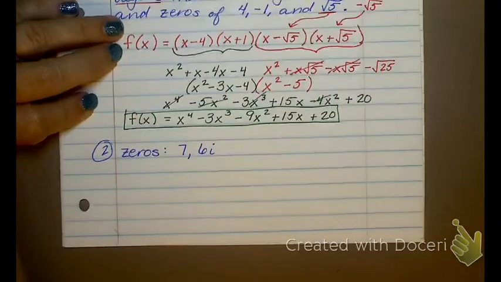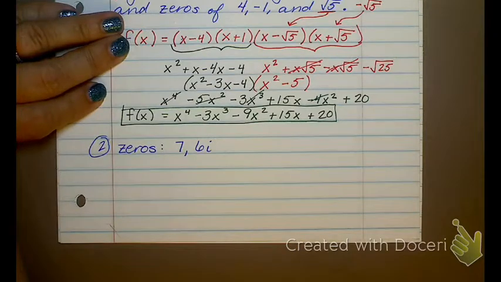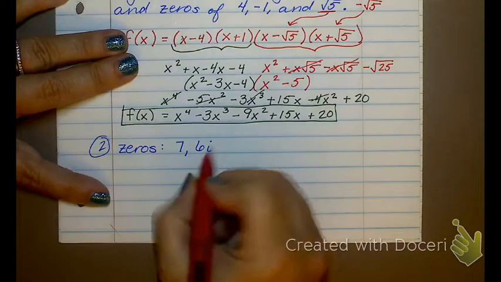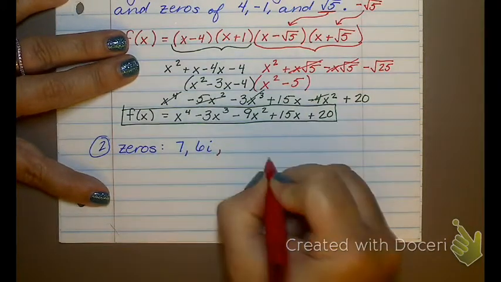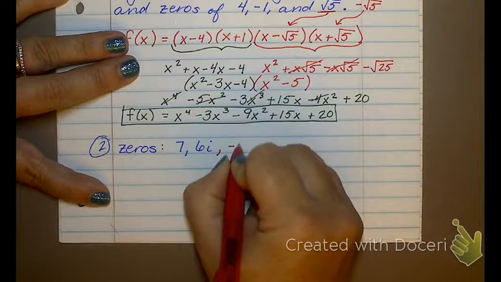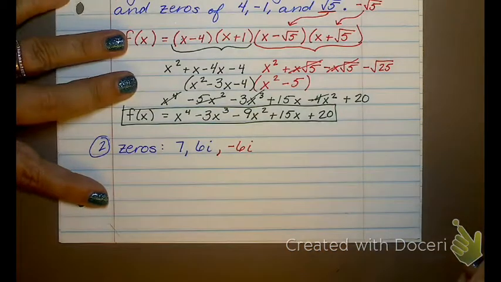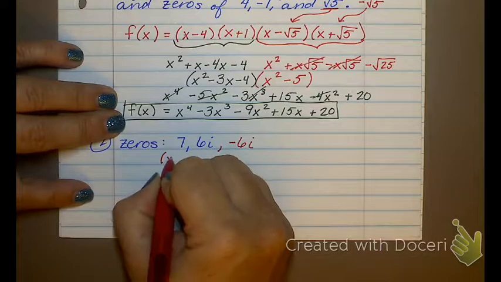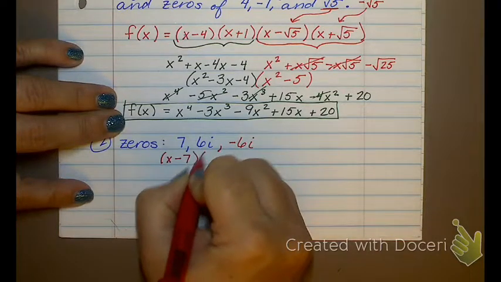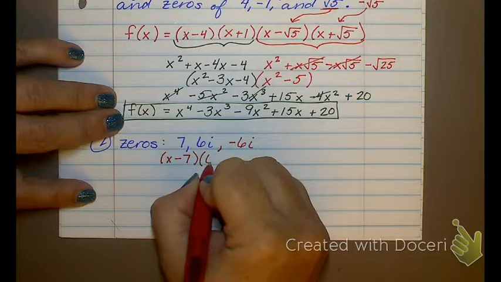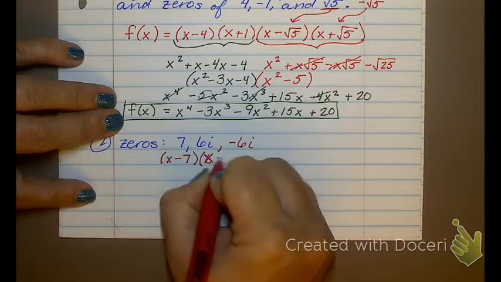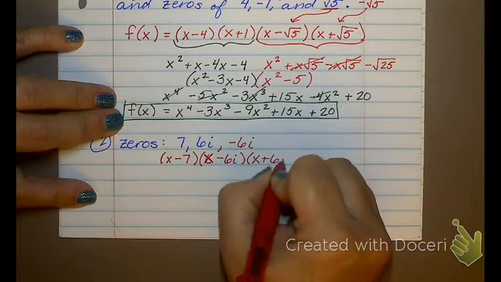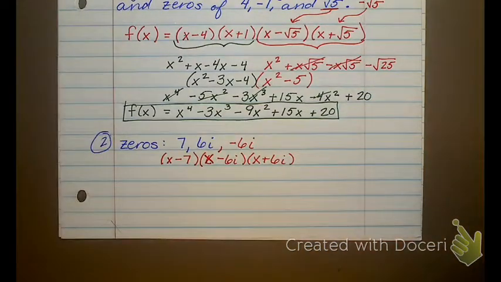What degree is my answer going to be? Third degree. Why? There's only 2 zeros. The i has to come in pairs. So that means that what else is a root? Negative 6i. So if I put all these in parentheses, the 7 would look like x minus 7. The i's, I would have positive 6i looks like x minus 6i. And this one would look like x plus 6i. And that's what I have to multiply together.